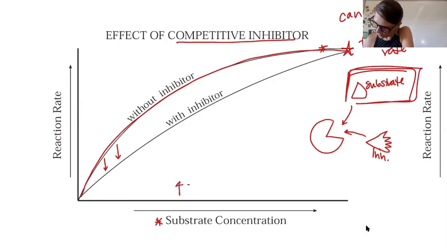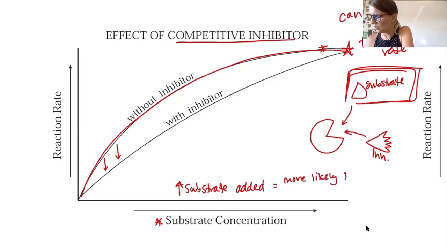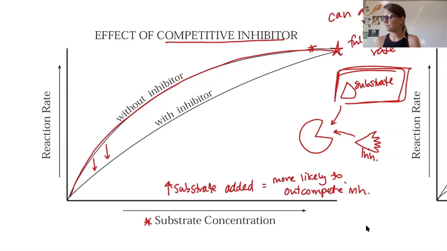So more substrate added, more likely to out-compete the competitive inhibitor. All right.